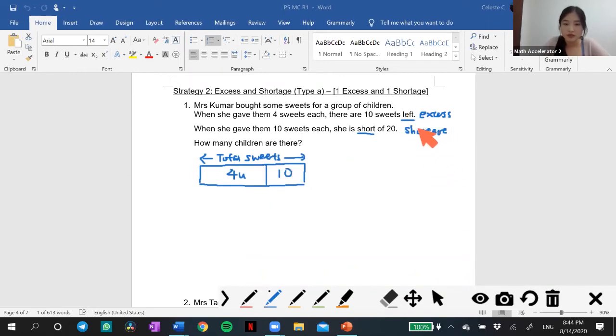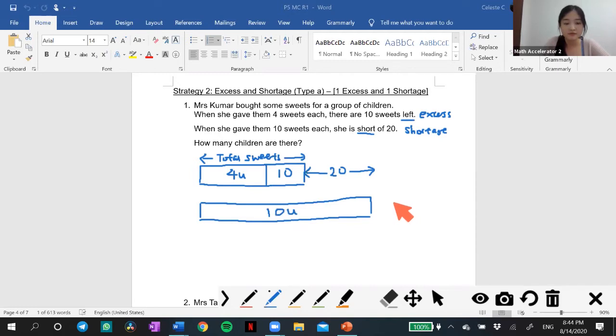Then now we deal with the shortage. So if there's a shortage of 20 sweets, that means this total sweets is not enough. We have to have 20 more. Only when you have 20 more, then you can give them 10 sweets each. 10 units. Okay, so the first step is done. This model is important for you to solve the rest of the question.